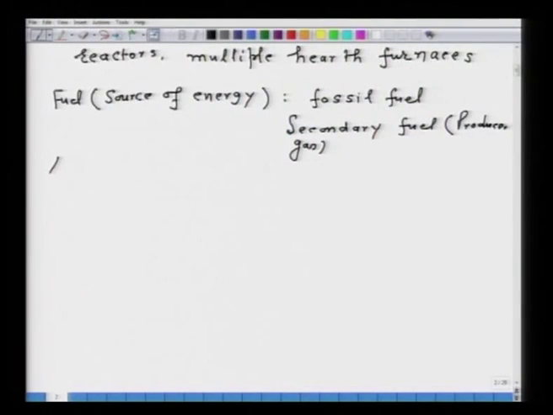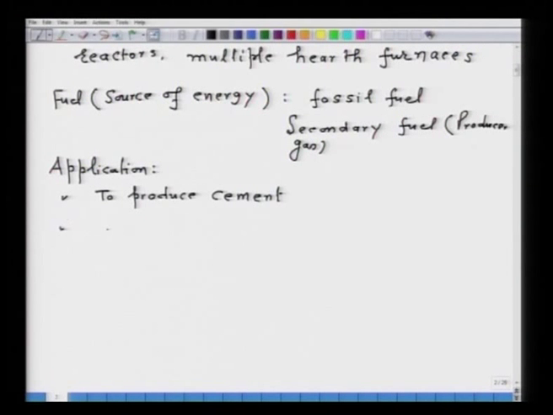Applications, some of the applications of calcination. One particular application is to produce cement. Now, here the calcination is one of the important steps where you get calcium oxide, and that is further mixed to produce cement. So, in the cement industry, the decomposition of limestone is a very important unit process.